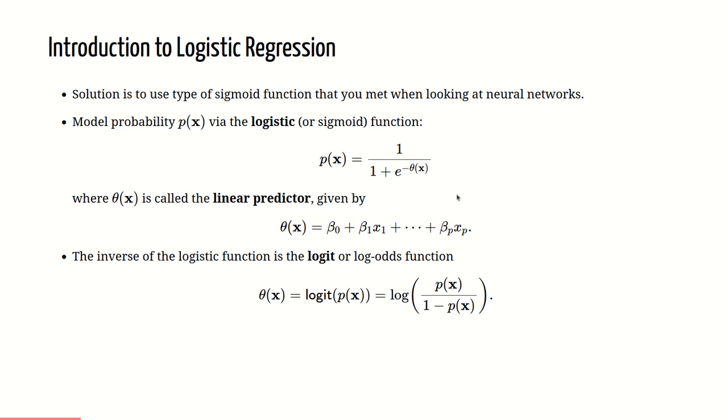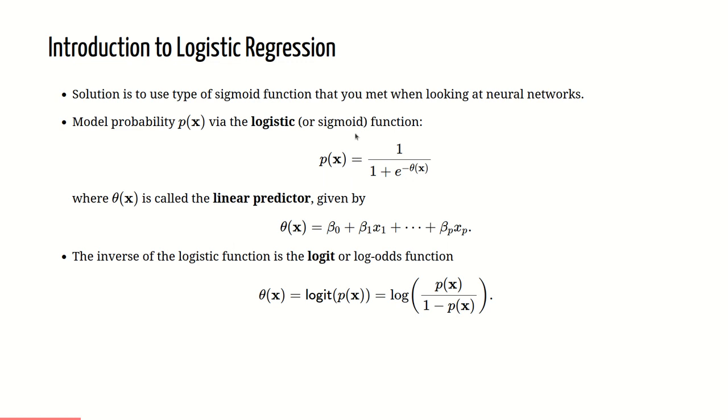And you remember that the logistic function, or the sigmoid, takes this formula here. So we're going to say that our outcome that we're interested in, P of x, is going to be 1 over 1 plus e to the minus theta. And then theta is going to be our linear predictor. So it's just like the activation we used in a neural network.